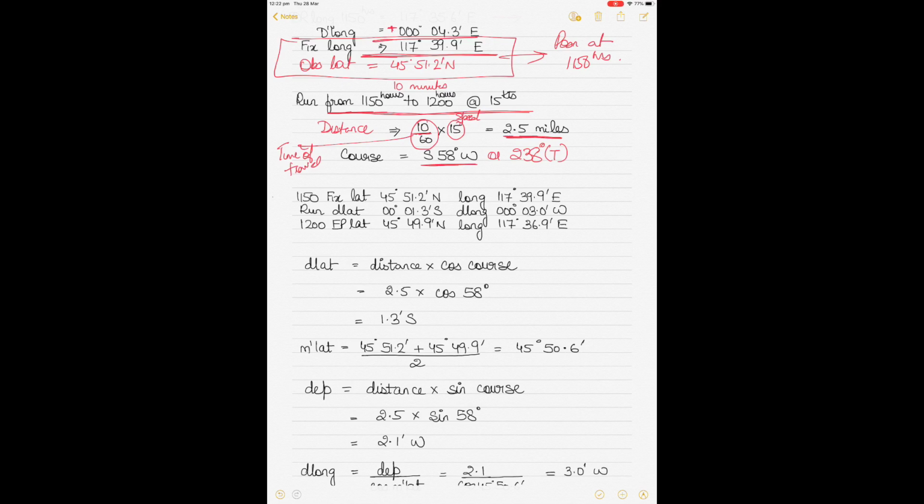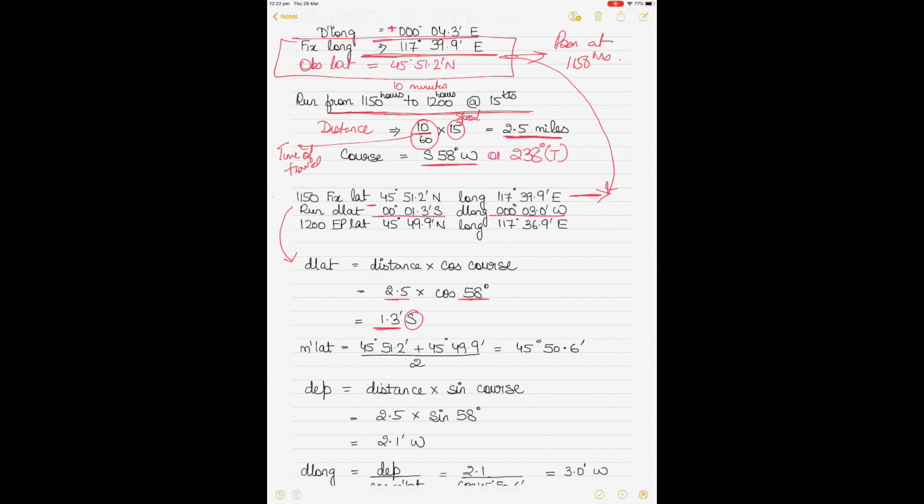Alright, so at 11:50 your position was this, as you have calculated from here. From here you put your position here, and then you calculate your dlat and dlong. How do you do that? You see the method here. Dlat is distance times cos course. Your distance is 2.5 nautical miles, course is 58 degrees or 238, doesn't matter, any one you can use, you will get the same answer. You get 1.3 minutes. It's called south because you are on a southwesterly course, as you can see. So you will name your dlat south, so you put your dlat here, south.